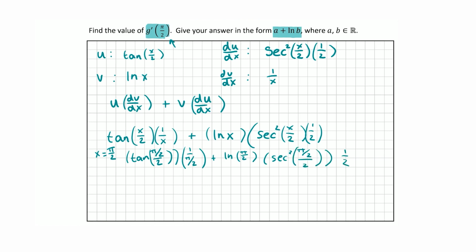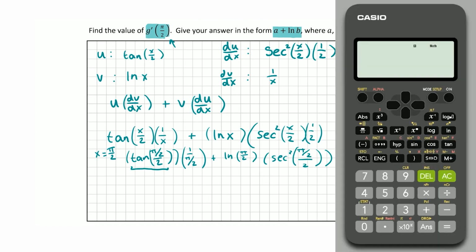So first of all, let's use our calculator to work out the tan of pi over 4. So make sure that your calculator is in radian mode for this. So I'm going to press tan, and then I'm going to have pi over 4, which is the same as pi over 2 over 2, and that gives me 1.